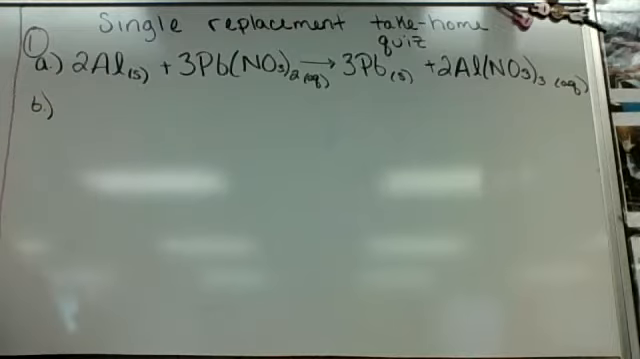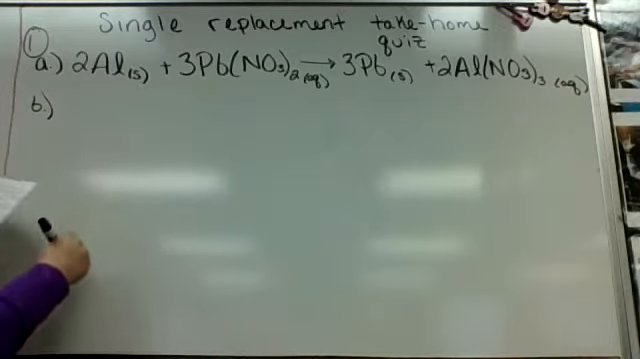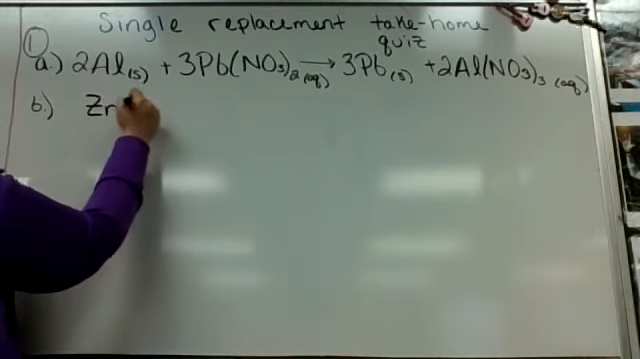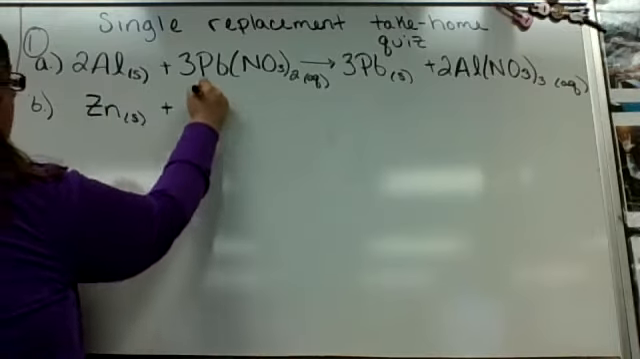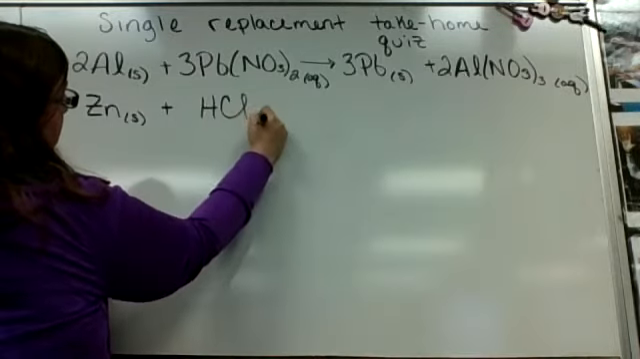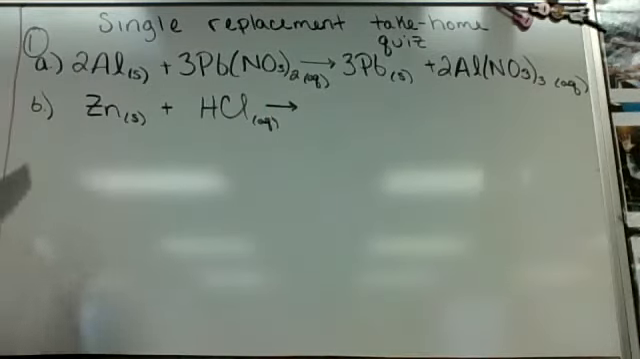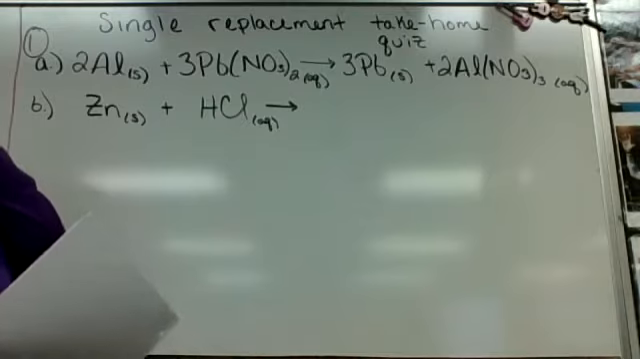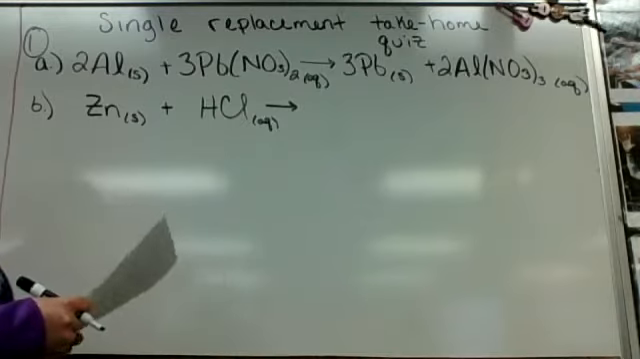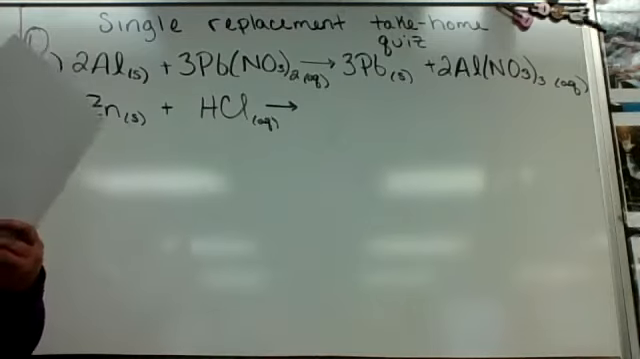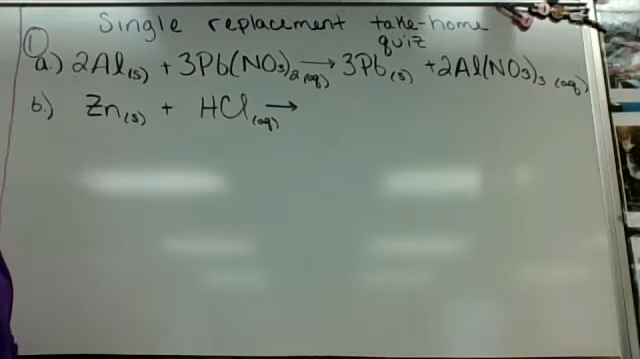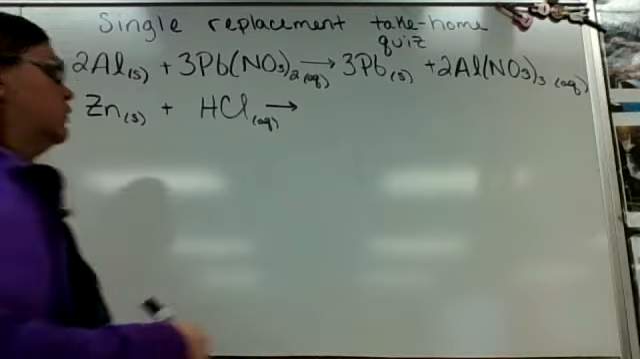B. Zinc solid plus hydrochloric acid, HCl, aqueous. Do we have a reaction? Yes, because the Zn is higher on the activity series than hydrogen is. So we're going to kick out hydrogen, which is what? Hydrogen's formula? H2.